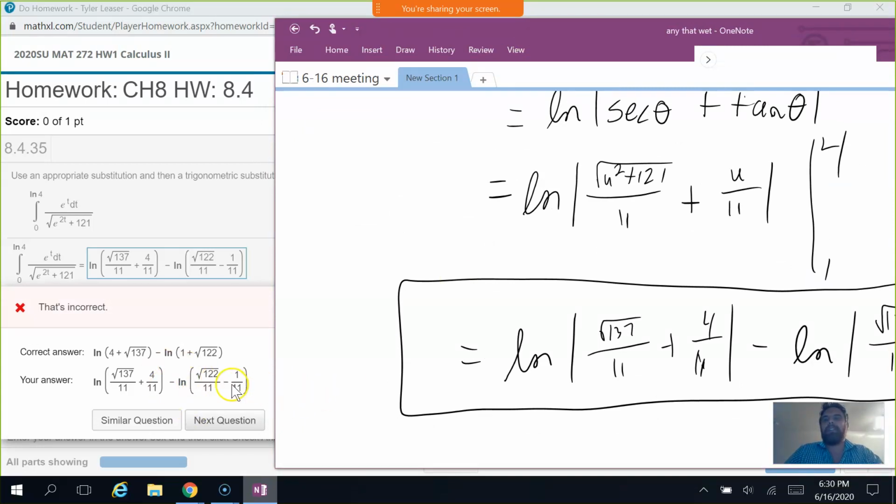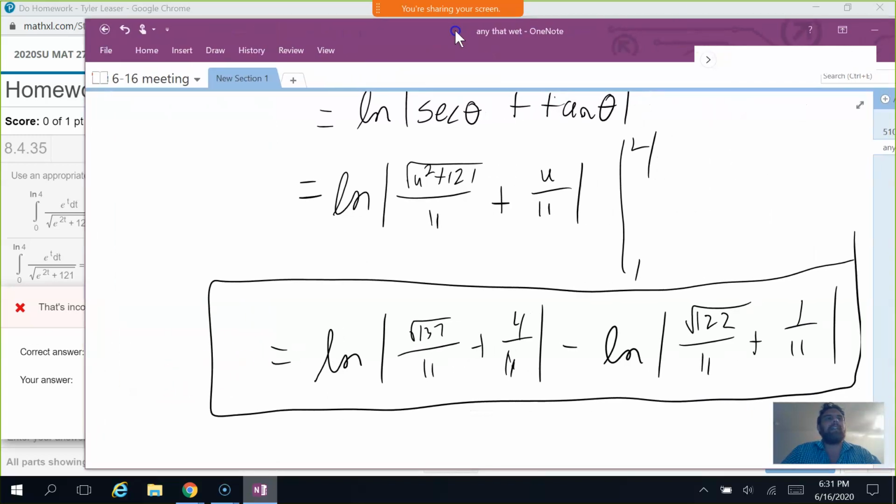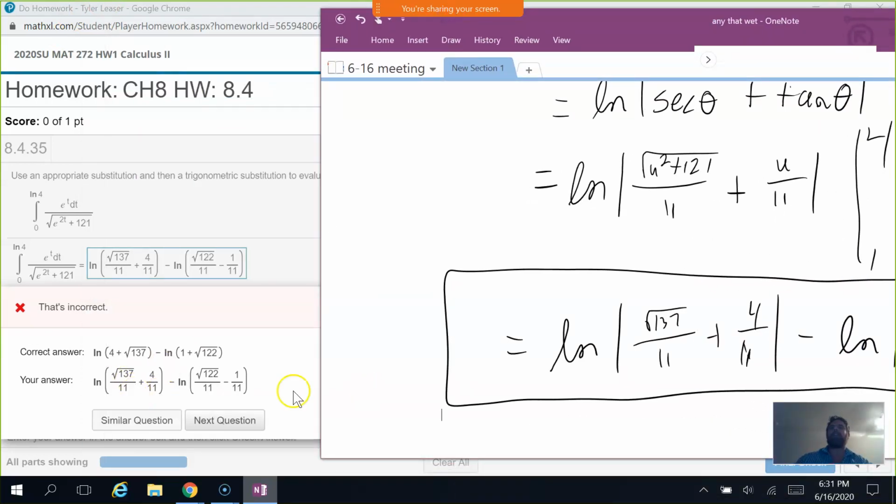I'm almost certain I did it right. Let's see if I messed up. Oh, I have a minus sign here. That's why it's counting me wrong. So it's all because of that one pesky minus sign. That should have been a plus here. That was my bad. Square root 122 over 11 plus 1 over 11. The reason those over 11s kind of disappear from the correct answer has to do with the natural log stuff. It just turns out that you don't need them. So if I had just made that a plus sign, it would have counted it right.